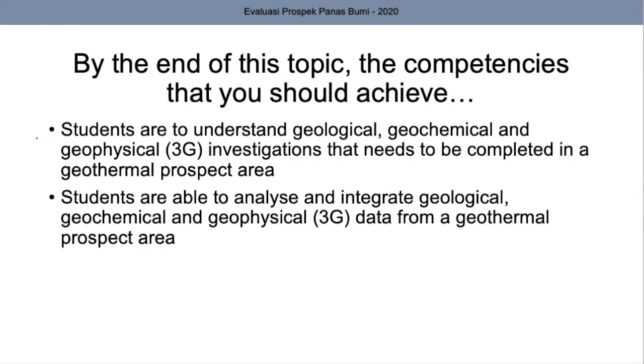By the end of this topic, you should achieve some of these competencies. Number one, you should understand the geological, geochemical, and geophysical investigations that need to be completed in a geothermal prospect area. The second one is that you are able to analyze and integrate the 3G data from a geothermal prospect area and give an evaluation of what the 3G conditions of that certain area are. To assess this topic, we will give you a group assignment to assess the 3G data of a certain geothermal area that has been assigned.